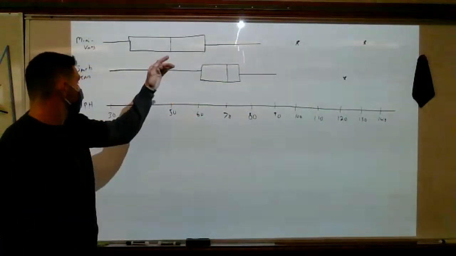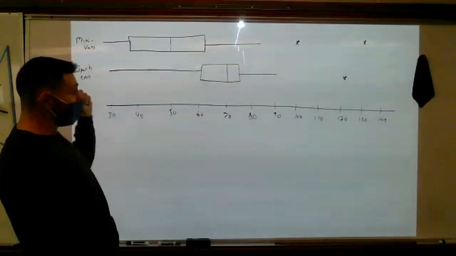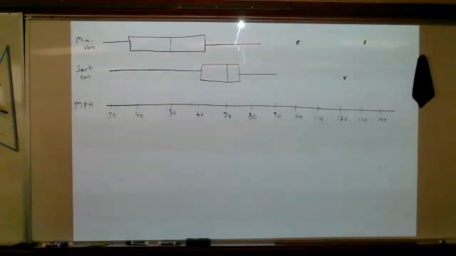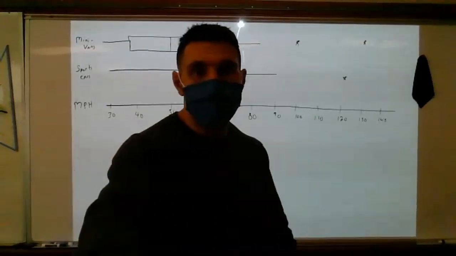In minivans, 75% of my cars are actually less than 60 miles per hour. Using the percentages from the box and whisker, sports cars are faster. Questions? You have a test on Thursday.